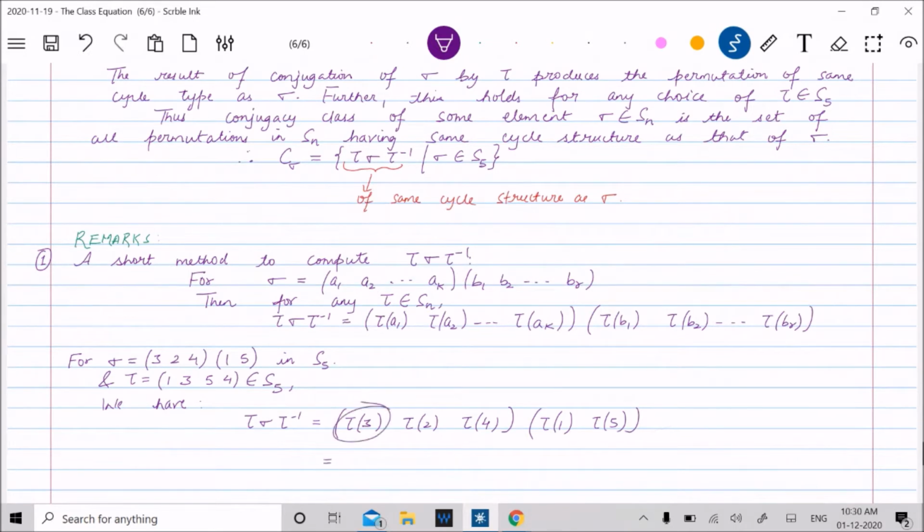What is the image of 3 under tau? See here, see from here. 5. Very good, 5. What is the image of 2 under tau? See here, 2 maps to what? 2 maps to 2 only, sir. Okay, good. And 4 maps to? 4 maps to 1. Good. And then bracket close. And 1 maps to? 1 maps to 3 and 5 maps to 4.